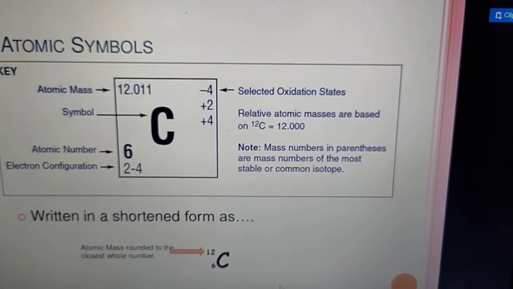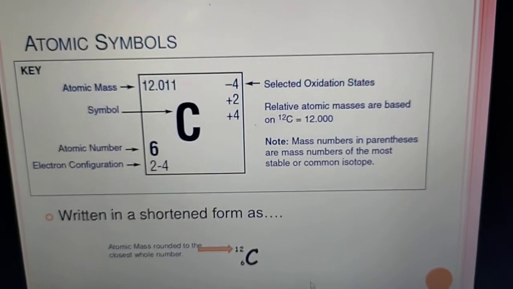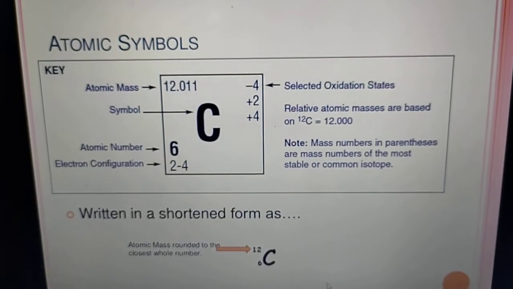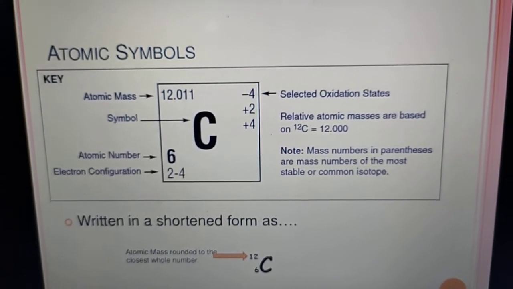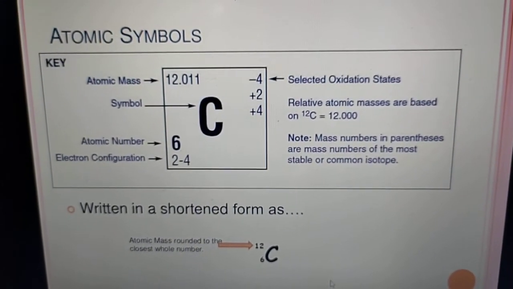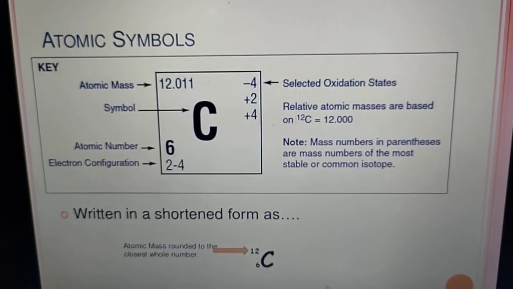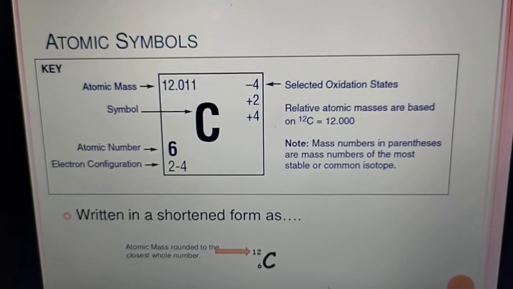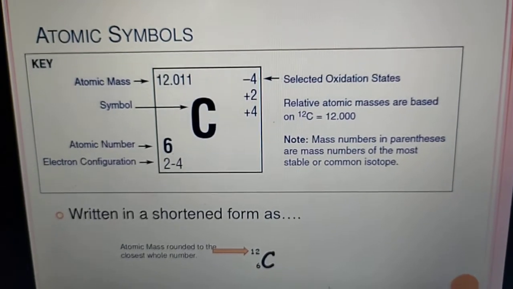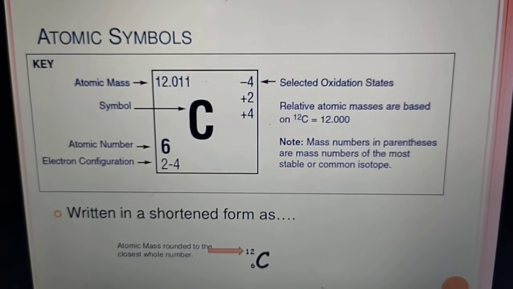We have studied the significance of symbol in a previous chapter, and in standard 7 also. What does the symbol tell us? It tells us both qualitative and quantitative significance. If I write the atomic symbol of carbon, C, it tells us that the symbol stands for the name of the element. If I write C, that means it is carbon. The symbol also stands for one atom of the element. If I write only C, that means one atom of carbon is present.